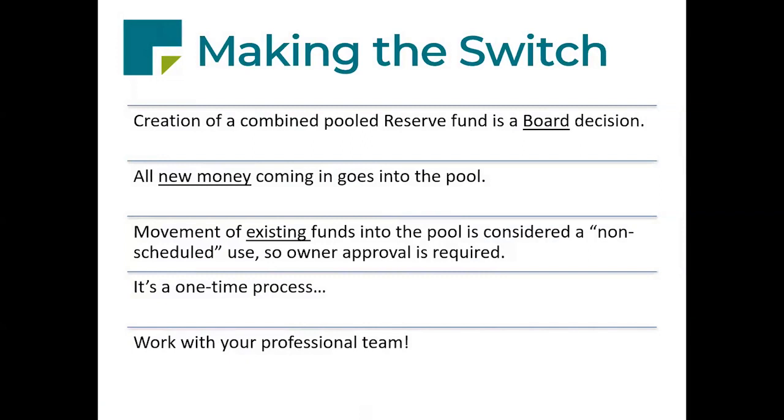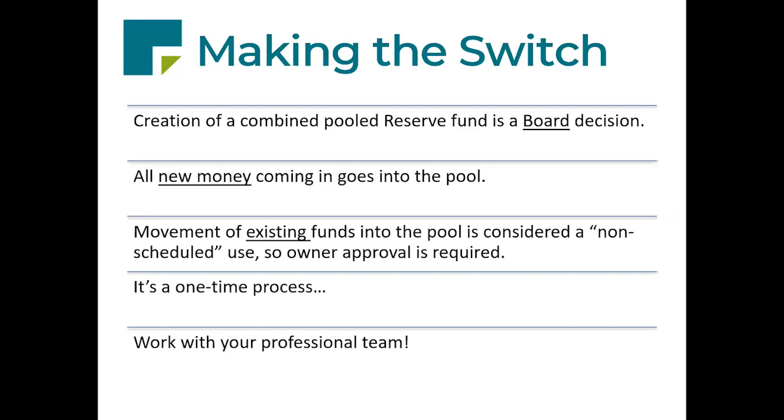All right, because this question comes up all the time, I just thought, let's put a slide in here and talk about the process. If you wanted to switch from straight line reserves to pooled, how do you do that? Well, first and foremost, to be clear, the board of directors can create a new pooled reserve account all by itself. So what that means is the board could say, for example, as of next fiscal year, all of our new incoming reserve money that we collect is going to go into this new pool of funds that we've created. That itself does not require the owners to vote.